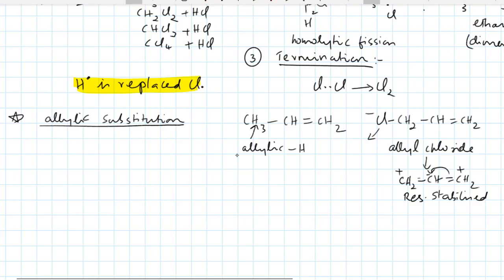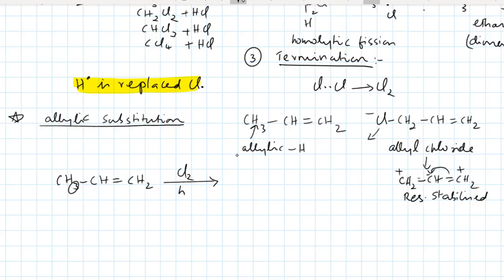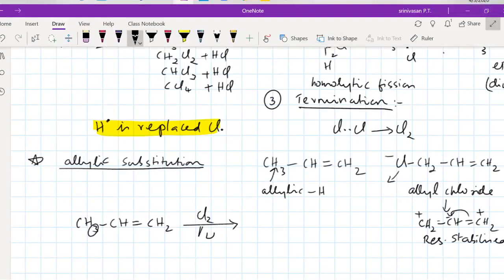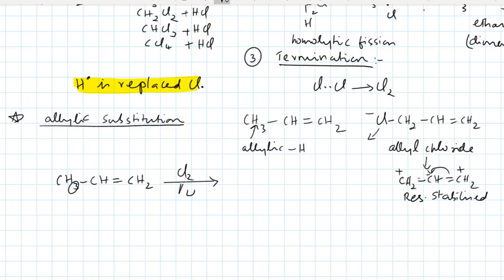What I want to tell you is that this is the allylic hydrogen that is getting attacked by the reagent. For example, if you take propene, CH3 CH double bond CH2, this is the allylic hydrogen that is going to get attacked. So you can put Cl2 in the presence of light. In the presence of light, this hydrogen will be replaced, so you get a product like Cl CH2 CH double bond CH2.